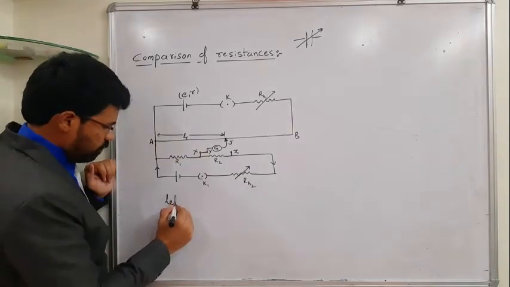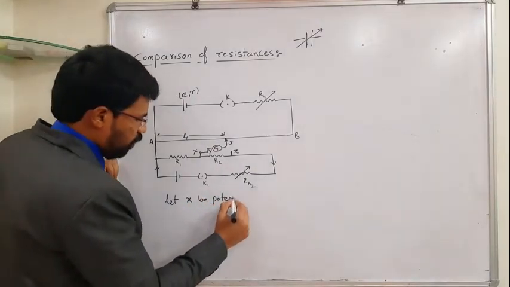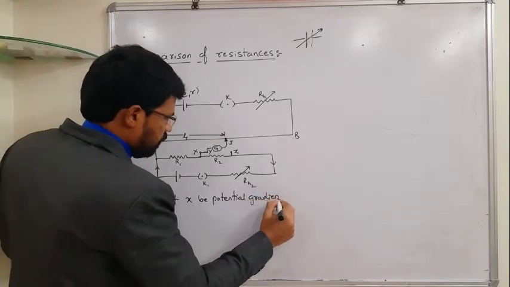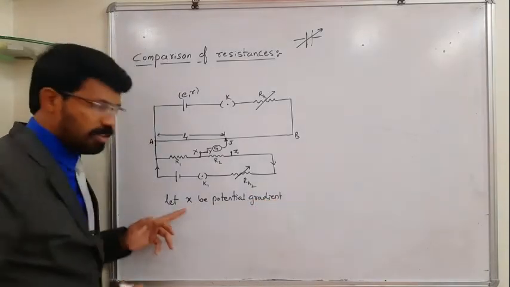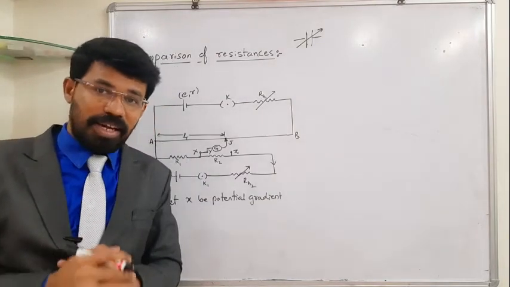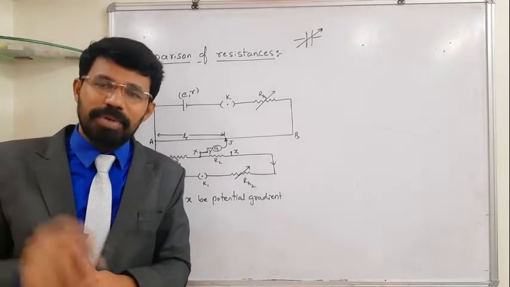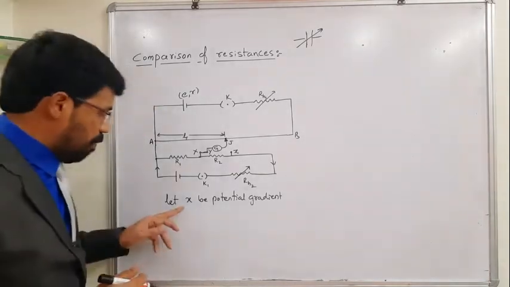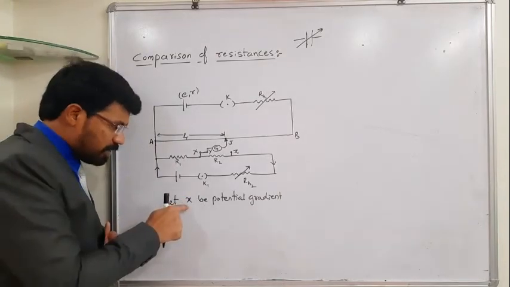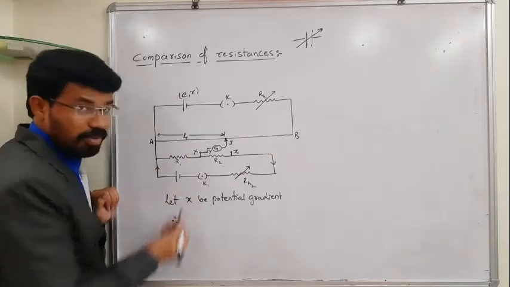Let X be the potential gradient. I want you to remember all the details connected to the potential gradient. Potential gradient X is equal to I into R by L, where I is equal to E by (small r plus Rs plus R) whole, into R by L. These details are very important. Potential gradient is potential per unit length. If it is X, what will be the potential across length L1? X into L1, isn't it?